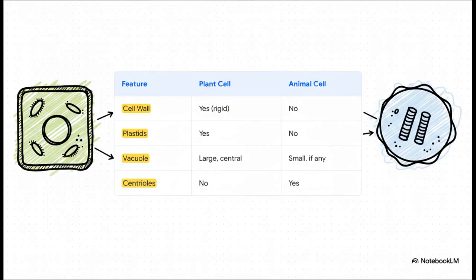Now, even within the mansion category, you've got different models. Just look at plant versus animal cells. They've got some pretty key differences, and it all comes down to their lifestyle. A plant needs to be stiff and make its own food, right? So it gets a tough, rigid cell wall and things called plastids for photosynthesis. An animal, on the other hand, needs to be flexible and move around, so it ditches the wall, but has these little structures called centrioles that are super important for when the cell divides. See, each cell is perfectly designed for the job it has to do.